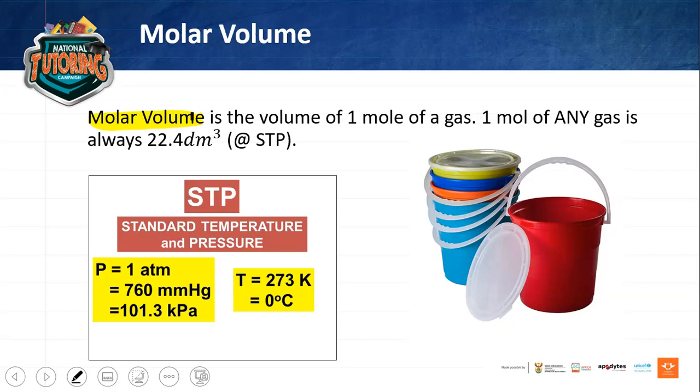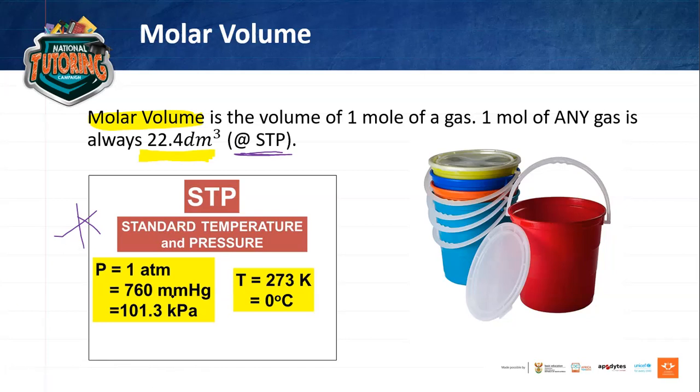Okay, and this is quite nice and easy to remember. It doesn't change all the time like mass. 1 mole of any gas is always 22,4 decimeter cubed. Okay, decimeter cubed is just what we measure volume in. It's always 22,4, but it has to be at STP. So I don't know if you know what STP is. STP stands for standard temperature and pressure. So standard pressure is 1 atm. 1 atm is a unit we use to measure pressure.